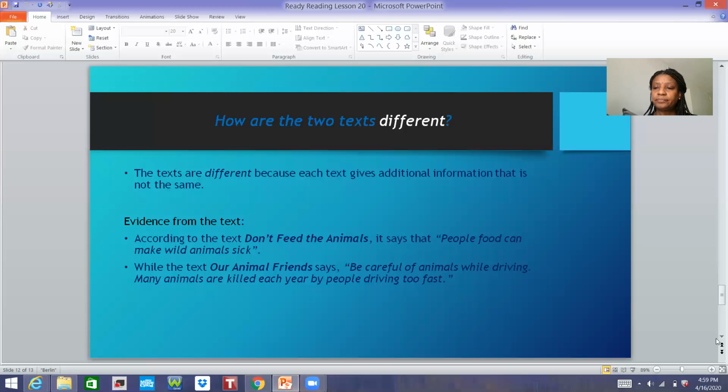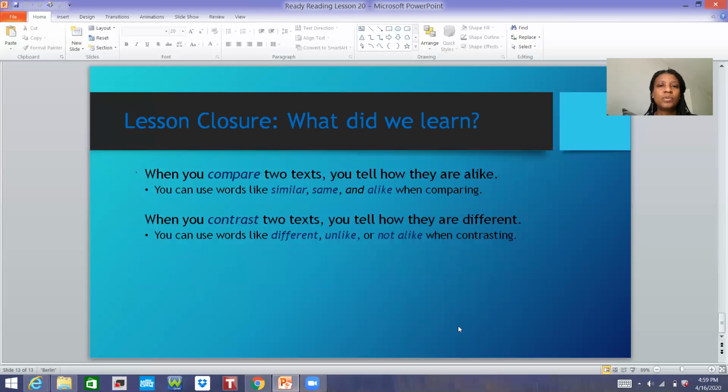Good job, boys and girls. What did we learn today? We learned how to compare 2 texts to tell how they are alike. We learned that there are different words that we can use when we're comparing. We can use the words similar, same, or alike. It's the same thing as saying compare. We also learned how to contrast 2 texts, where you tell how they are different. The word contrast means different or unlike something, or you can also use the words not alike.